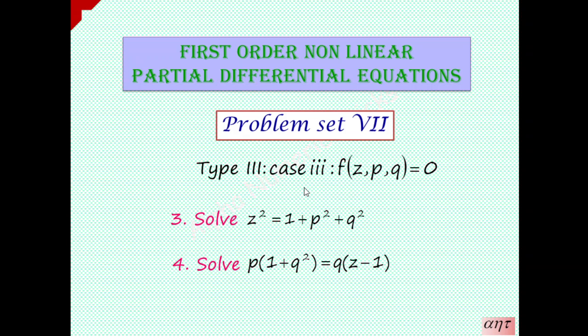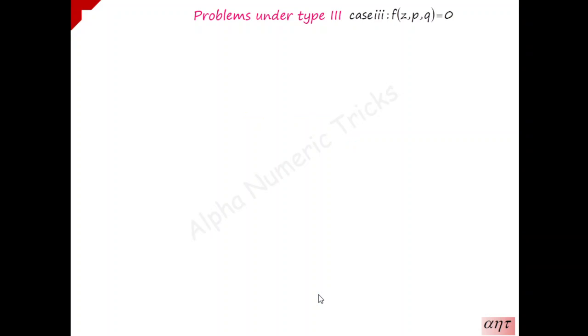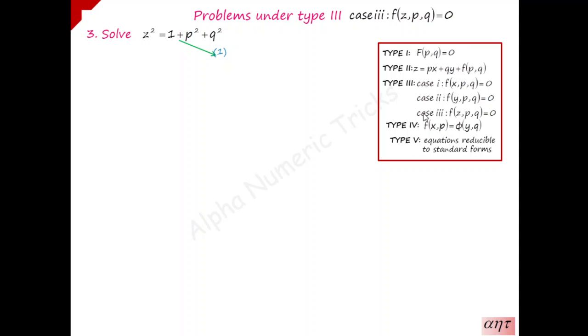Now we are going to see how to get the solution of these two problems one by one. First we will see how to get the solution of z squared is equal to 1 plus p squared plus q squared. Take the given problem as equation 1. Here the remaining two problems are in the previous video. Now we have to identify the type of the problem. Here z, p, q alone is present. So this is of the type 3, case 3, that is f of z, p, q is equal to 0 type of problem.